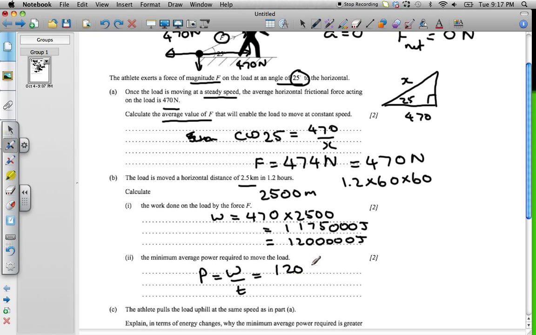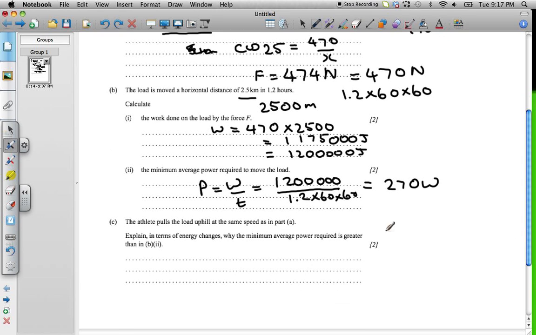The minimum average power, well, the power is equal to work over time, so it's going to be that 1.2 million divided by the time. Now the time is going to be 1.2 times 60 times 60, so we divide by 1.2 times 60 times 60. Remember to use your brackets when doing this, so that you do a correct division, and that equals about 271 watts, but we will put that into, again, two significant figures, 270 watts.